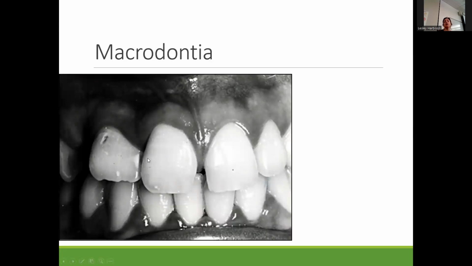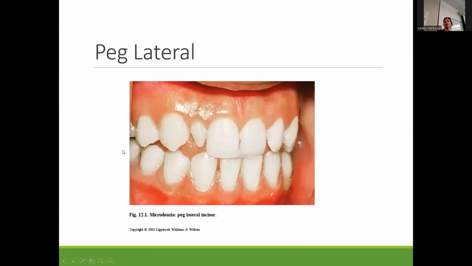So here's a lateral that is a macrodontia lateral. It's a larger lateral than you would expect to see. It might be the curvature of the picture, but it doesn't look like this one is as large on the other side. So that's a macrodontia. And this is specifically a peg lateral. You can have a smaller lateral as well that's not as pointed at the end. You kind of think of the pegs as being more pointed at the end.